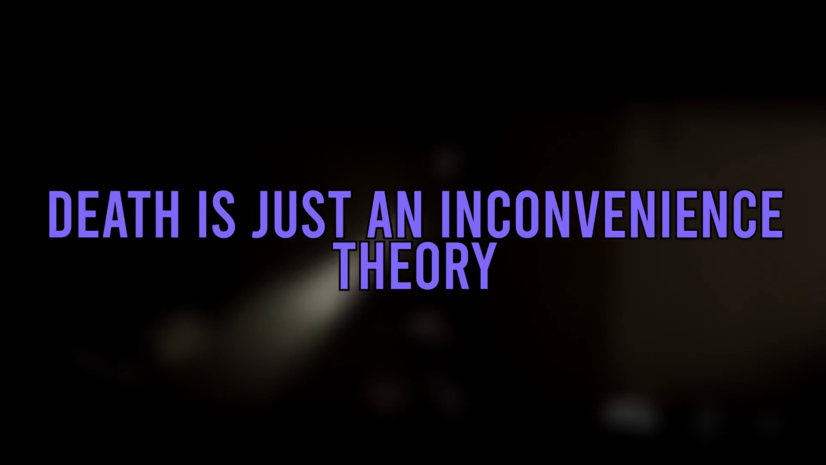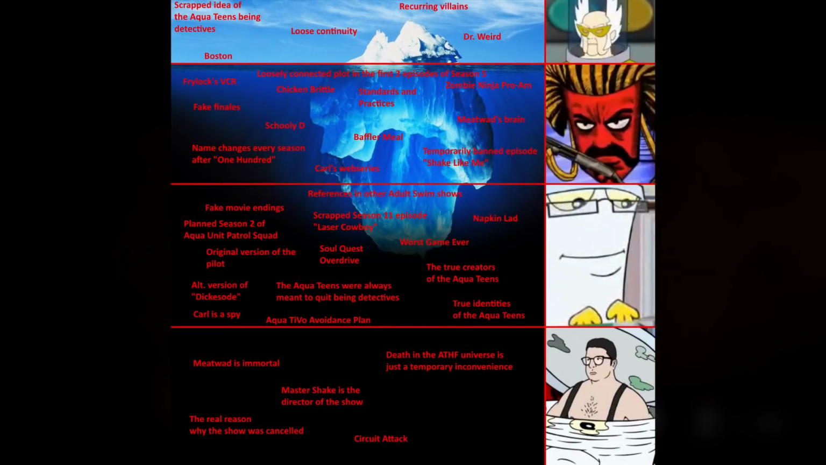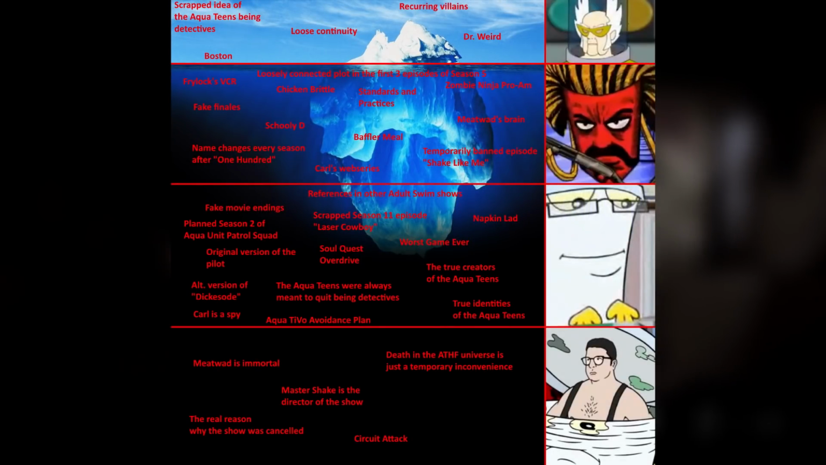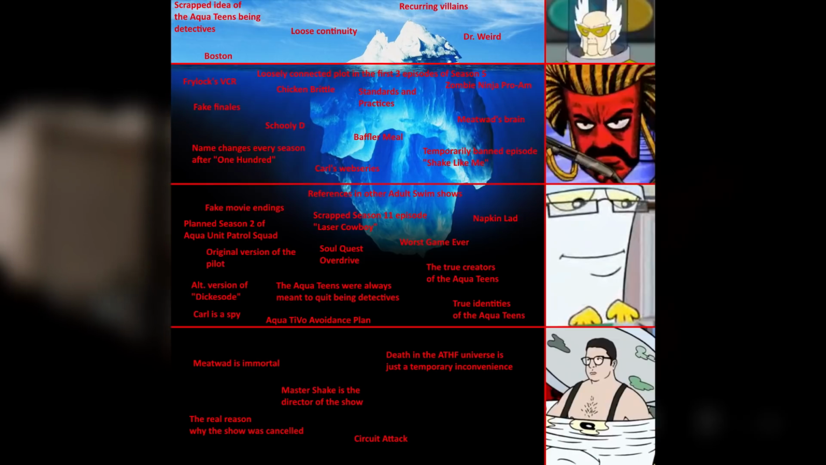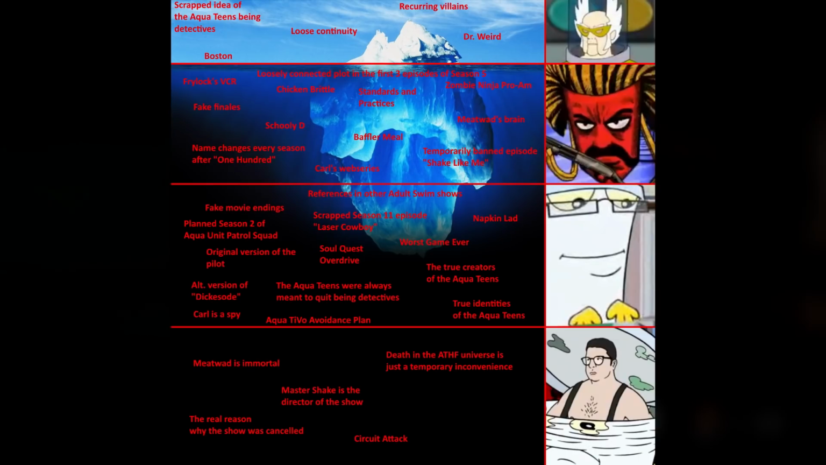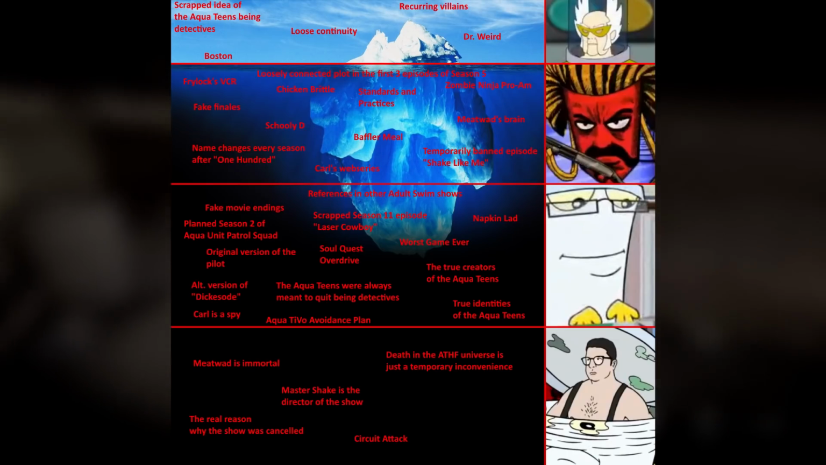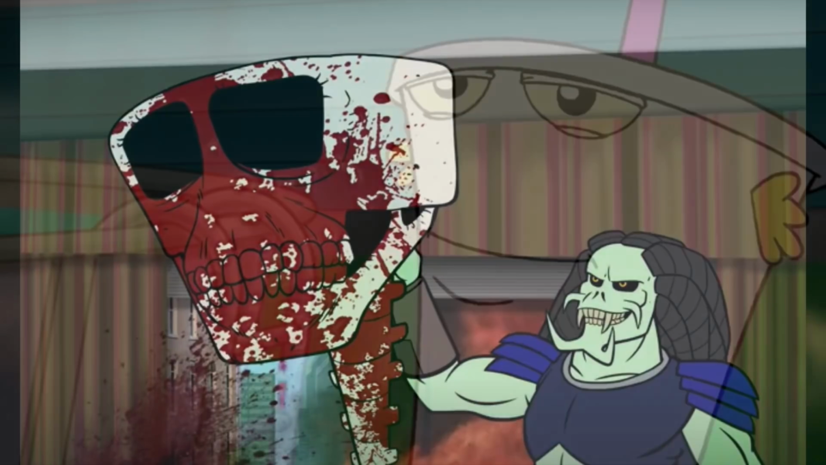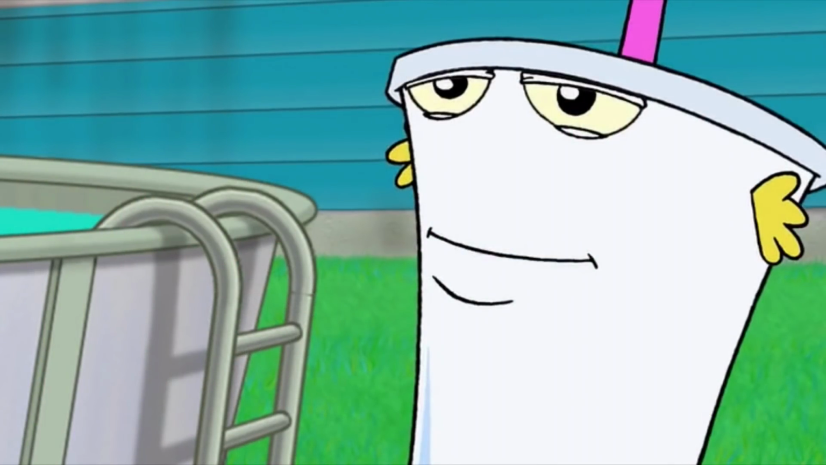Death is just an inconvenience theory. So this theory was originally on one of the other Aqua Teen icebergs, and I wanted to include it on mine because I thought it was a very interesting take on death in the Aqua Teen universe. So because of the lack of continuity, all characters that die in previous episodes, with some exceptions, return or come back to life. For example, in the season 8 episode, The Creditor, Jake gets his skull ripped out by the Creditor and then miraculously appears in the following episode of Vampires as if nothing happened.